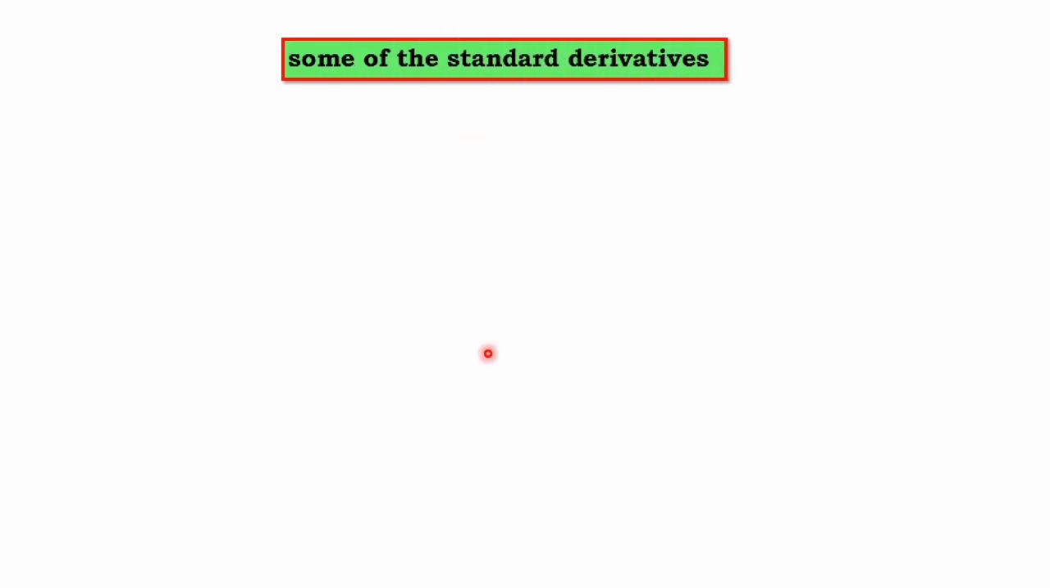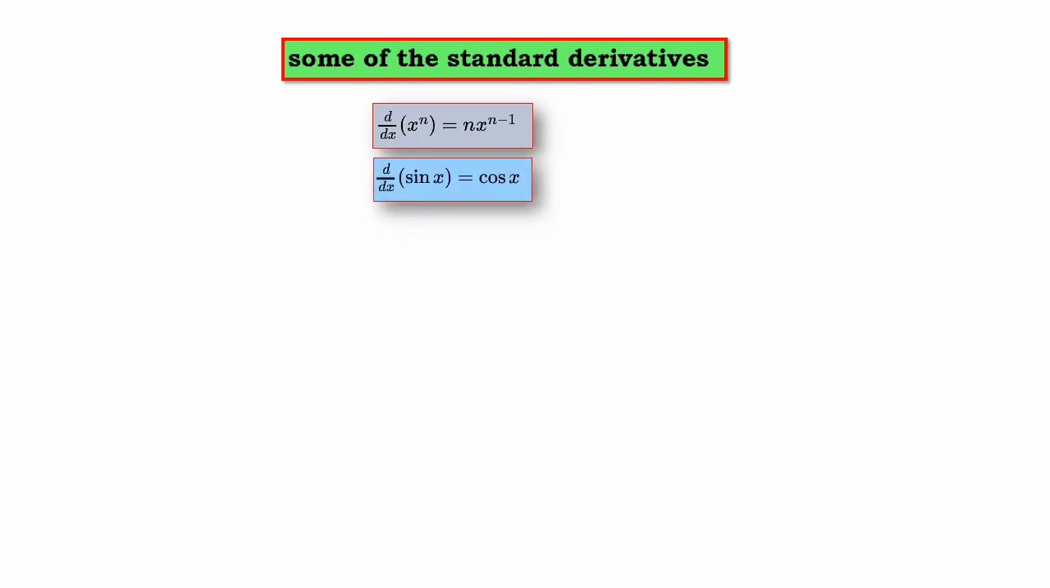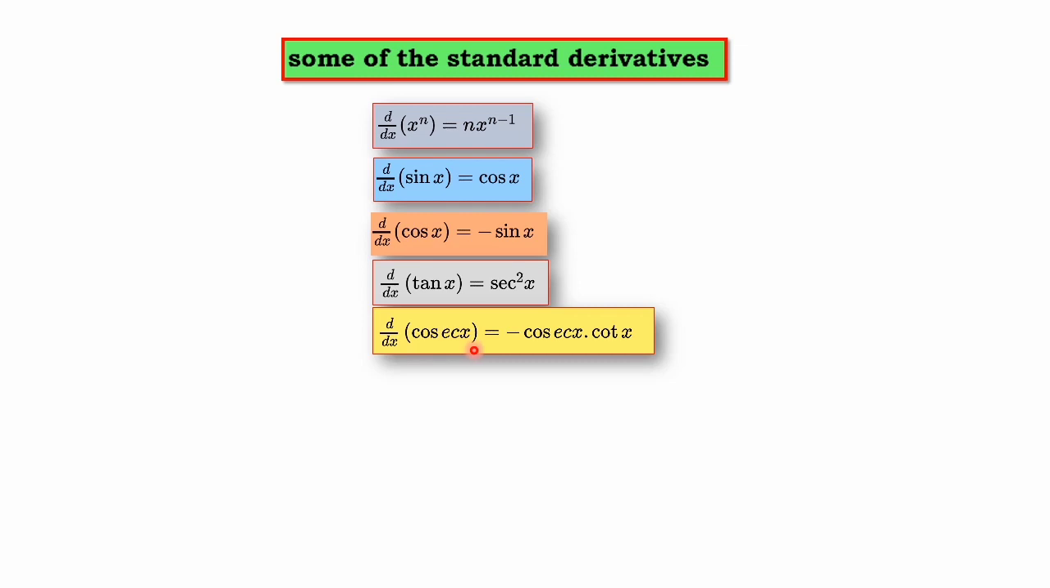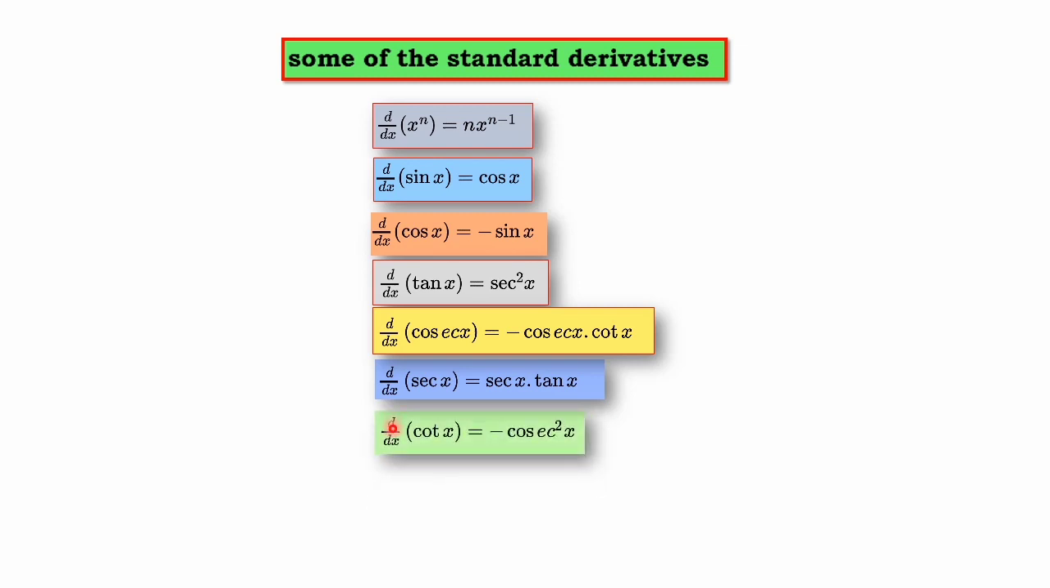Here we are going to discuss some formulas and we have to learn all these formulas by heart. Here d by dx of x power n is equal to n into x power n minus 1. Next are the trigonometric functions: d by dx of sin x is equal to cos x. Then d by dx of cos x is equal to minus sin x. Next, d by dx of tan x is equal to sec square x. And d by dx of cosec x is equal to minus cosec x cot x. D by dx of sec x is equal to sec x into tan x, and d by dx of cot x is equal to minus cosec square x.